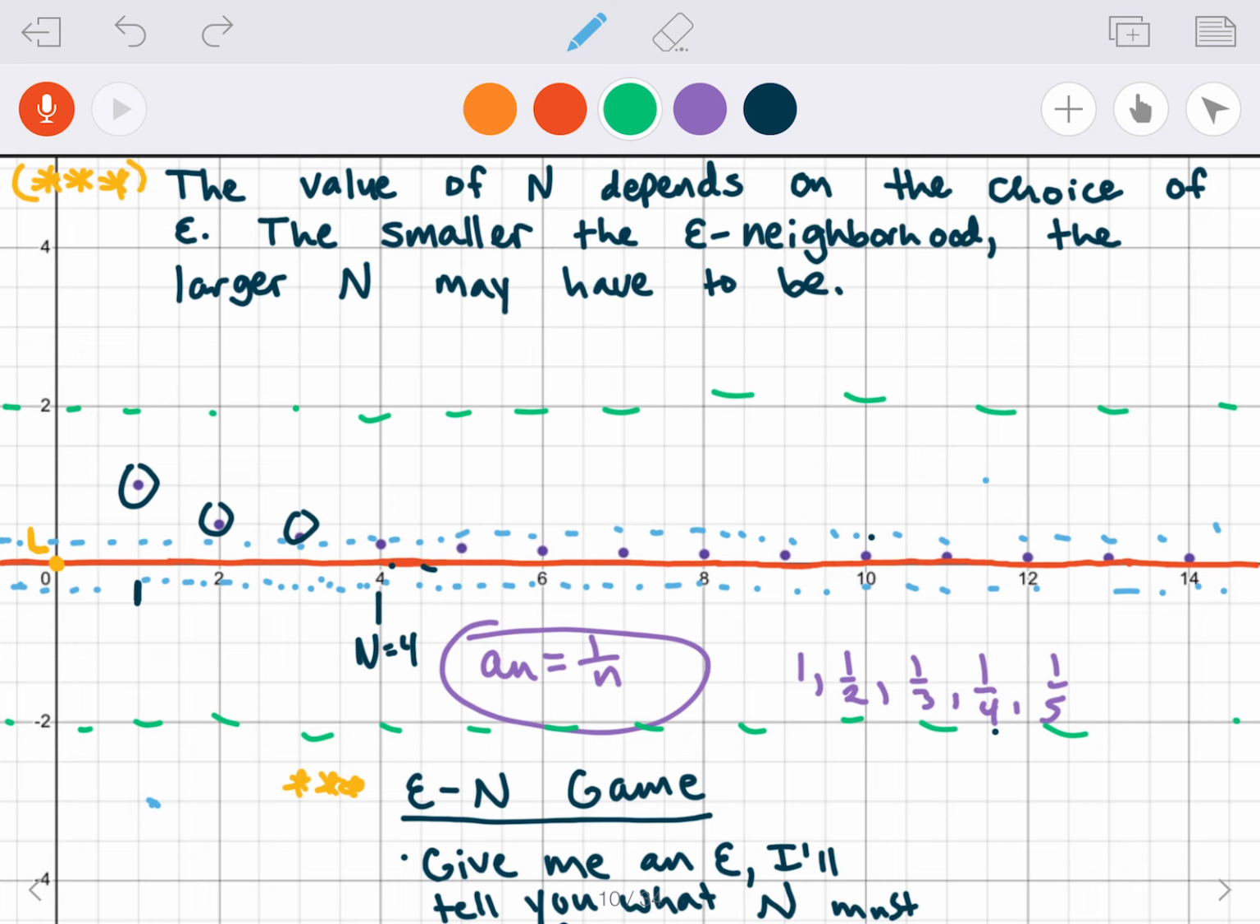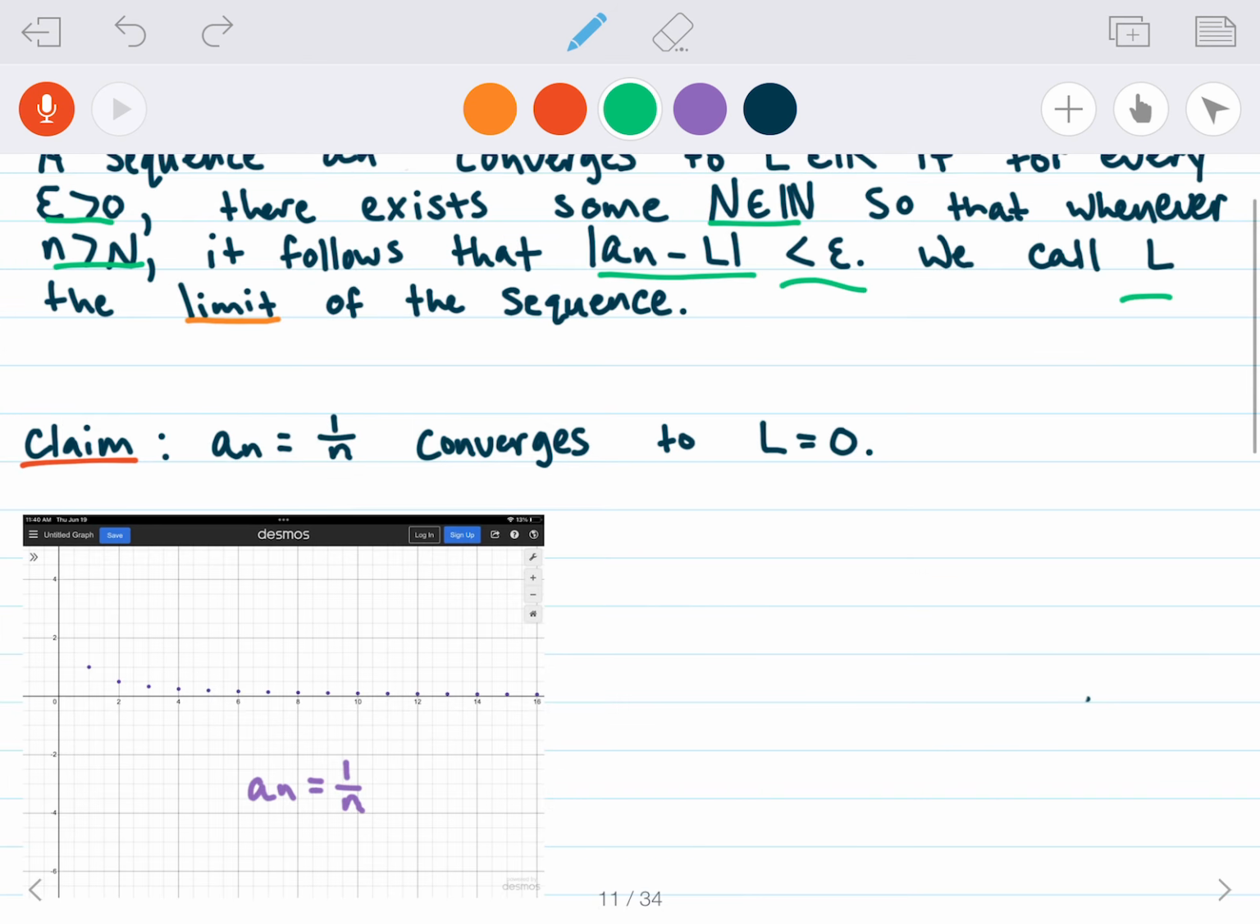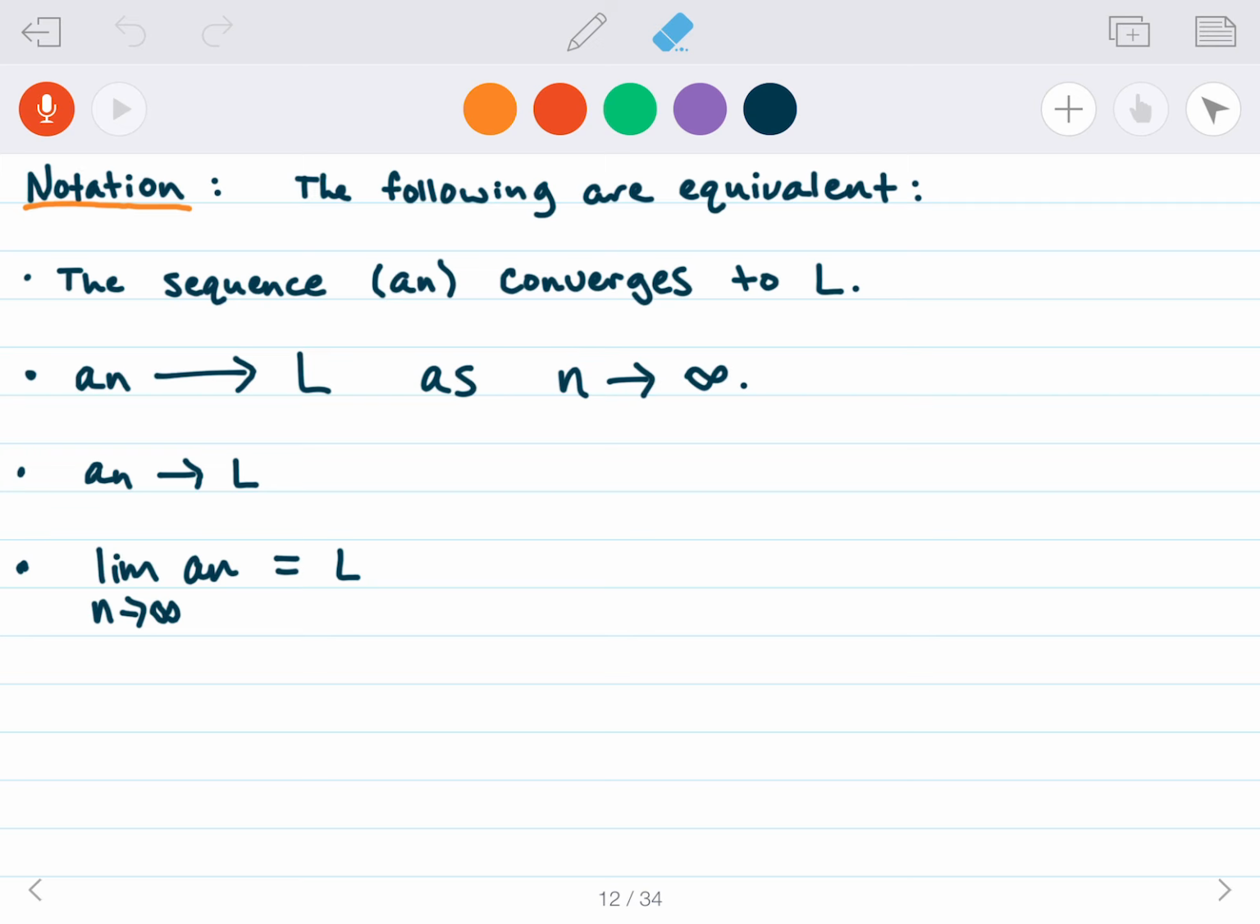What this theorem is telling me is that I can always find a natural number so that this property holds, this convergence property holds. Okay? All right. So now I want to just talk about some notation because you'll see all of this at some point. The following are equivalent.